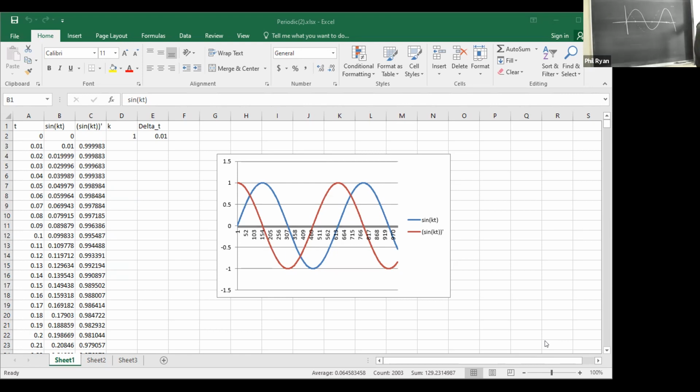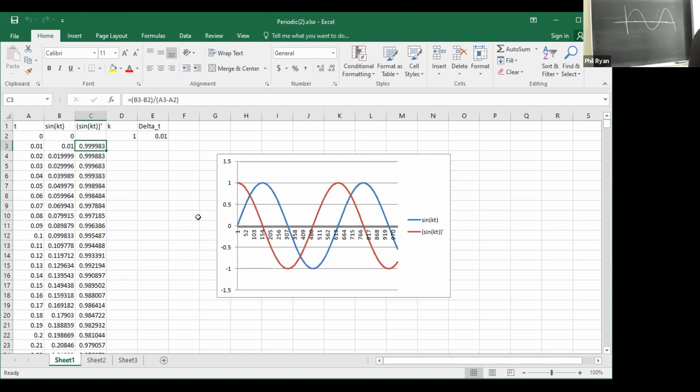And here I've looked at what sine of kt is. I let k be 1, so this is going to be sine of t at the moment. And this is the derivative. Since we don't have a formula, I just did rise over run. Whenever you're stuck on a problem and you don't have a formula to do it, you can always do rise over run. That'll always give you an answer.